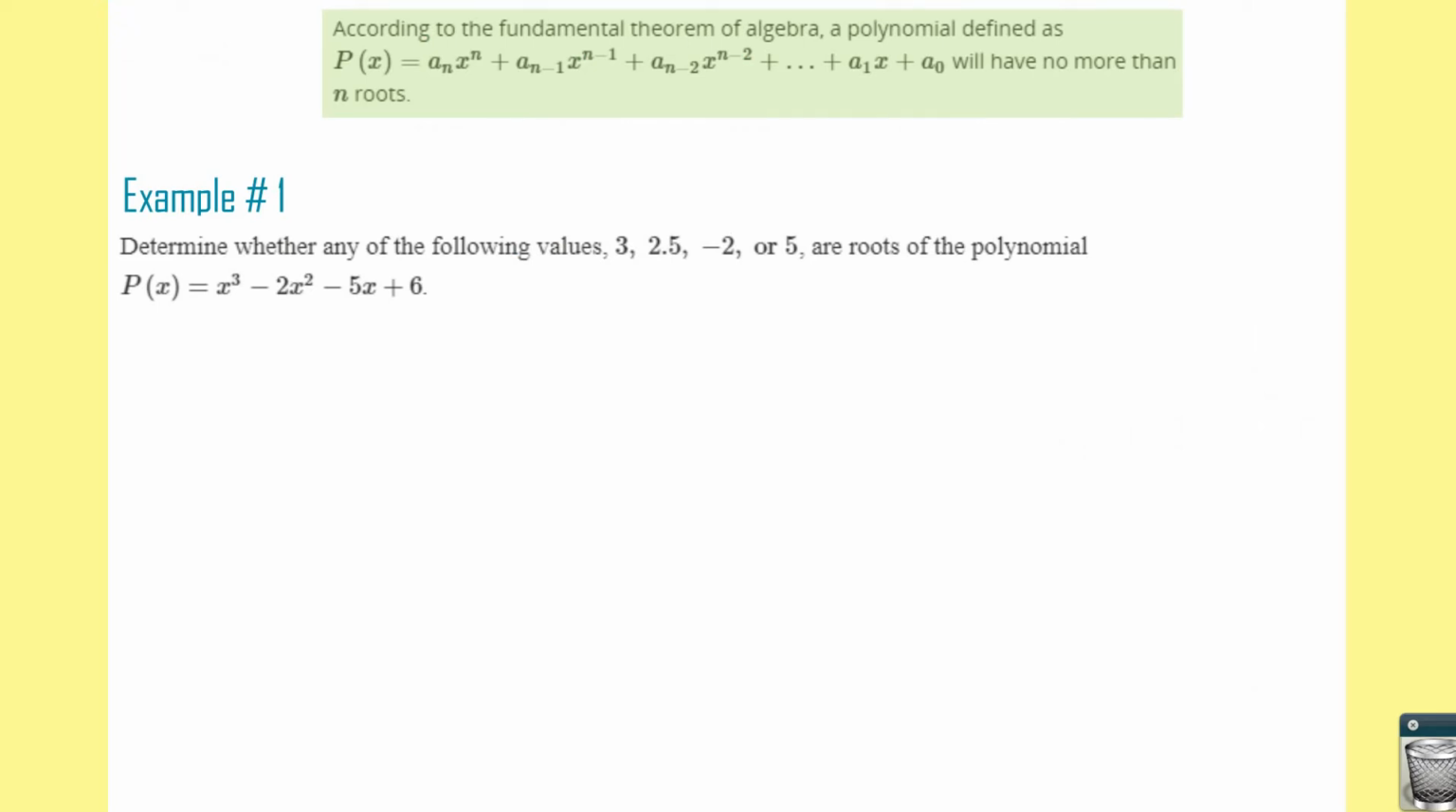All right, so let's do an example. First thing is we need to know the fundamental theorem of algebra, which states that when the highest degree is n, when the highest exponent of the variable is n, we will have no more than n roots. So for p of x, the highest degree is x cubed. So that means I should have no more than 3 solutions.